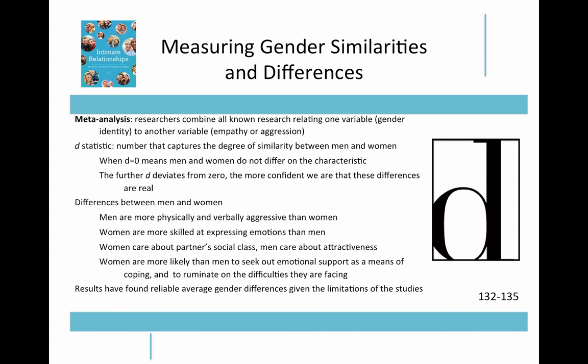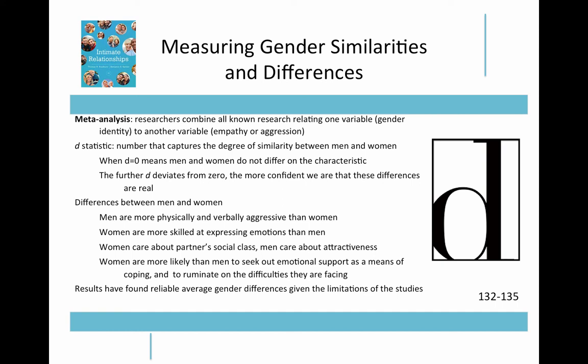A meta-analysis is when researchers combine all known research relating one variable, such as gender identity, to another variable, which is empathy or aggression. Meta-analyses are essentially studies of studies, where you just take a whole bunch of research and you kind of jam it into one big study. Some people dismiss meta-analysis as garbage in, garbage out. Other people consider it to be waste management.